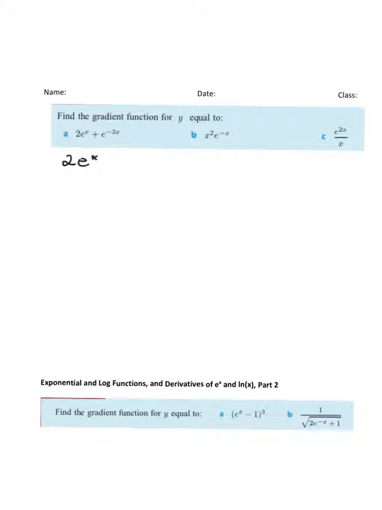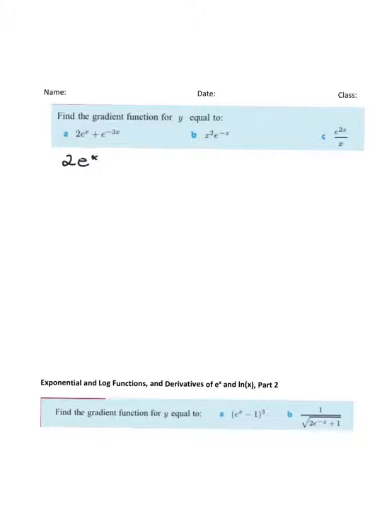If you look back at your basic differentiation rules, if you have a constant in front of a function, then when we find the derivative, it's just the constant times the derivative. That's why it's 2e to the x. Nothing happens with the 2. Are we clear on that?